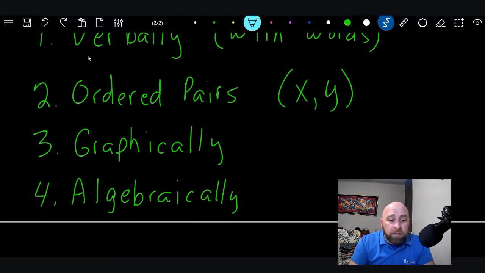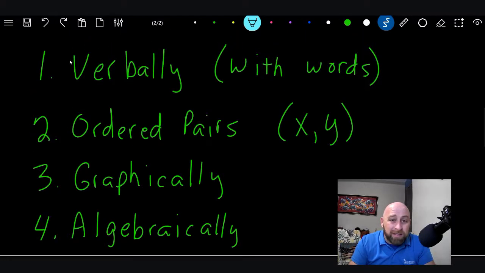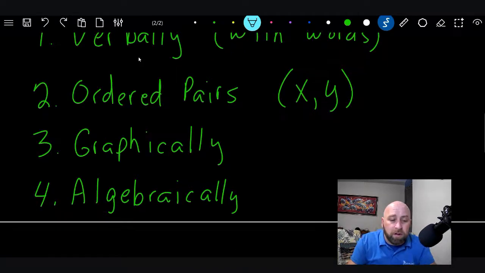We'll be doing some of the other ones. The one that we're going to deal with the least is the verbal ones. If they give them to us verbally, we're going to actually put them into algebra or put them into an ordered pair or put them into a graph. But we can receive them verbally, but then we have to do things with them to solve them. Ordered pair, graphic, and algebraic. Those are the 4 ways that we can express or communicate functions with each other.